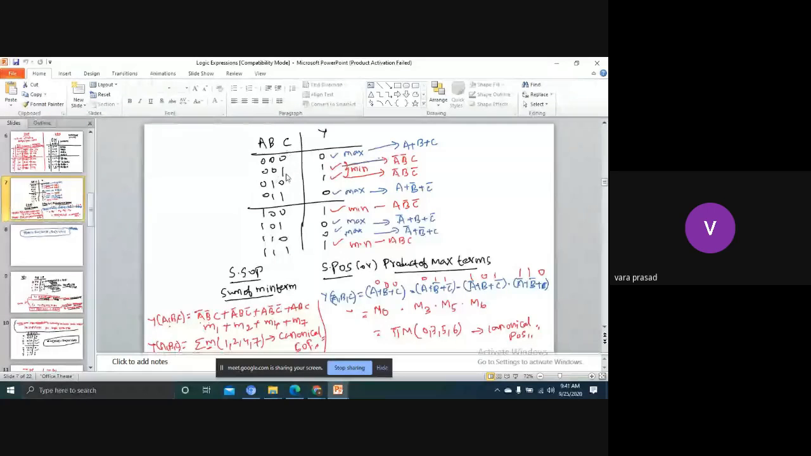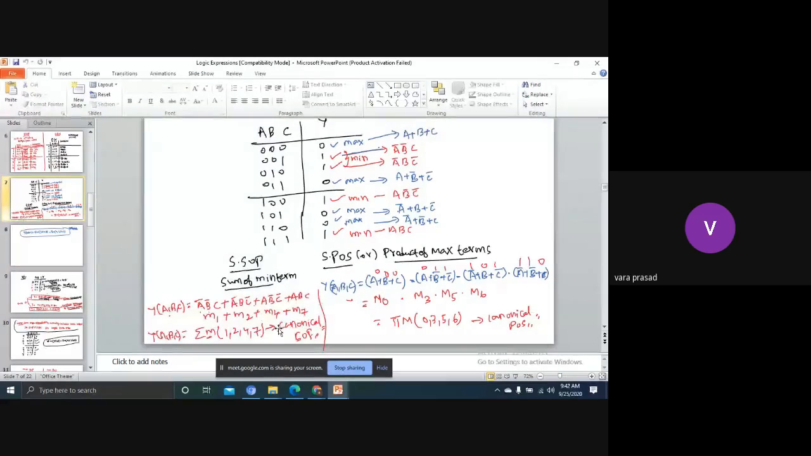A is 0, B is 0, C is 1. It is a min term because the output is 1. Then I can write it as A bar, B bar, C. A bar, B bar, C. It's a product term. Understand or not? I have written it, okay, this is the form.